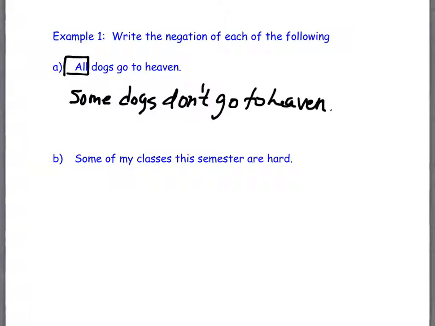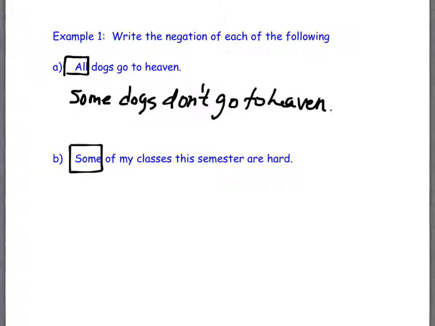Right? I don't need all of them to not go to heaven to make the statement false. I really just need one to make the statement false. But I can use the word some, and the word some will include the idea of being just one, and that's okay. All right, the second one says, some of my classes this semester are hard.